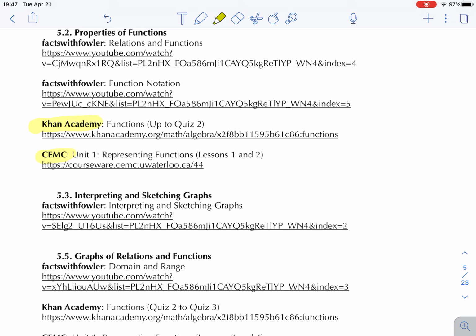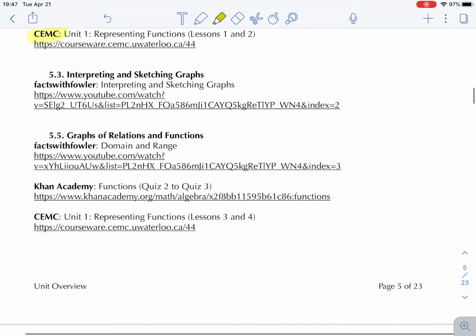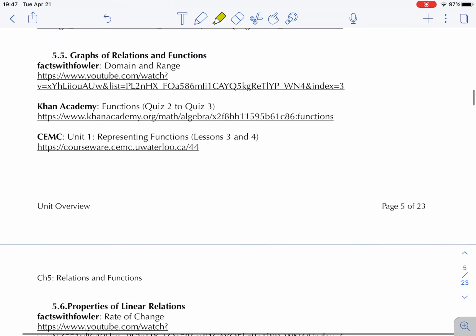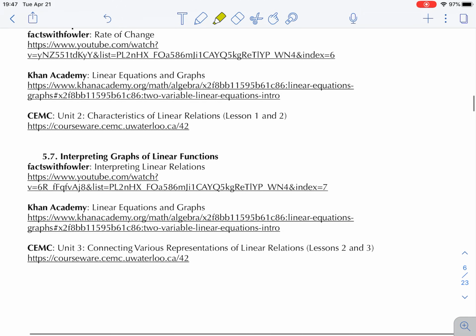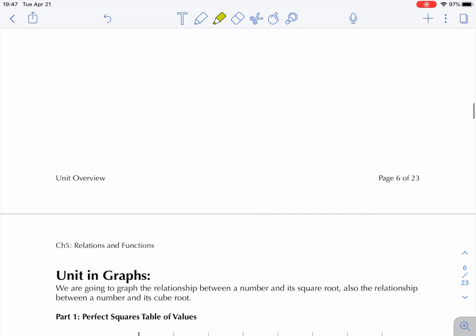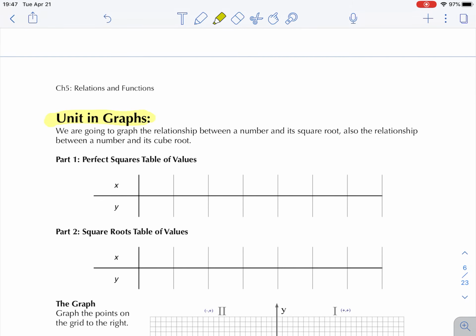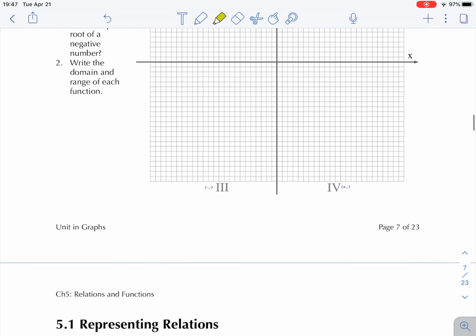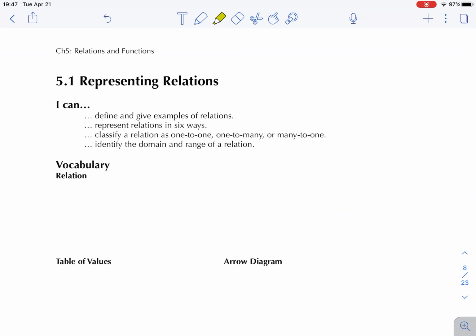As you can see in this unit, Khan Academy and CEMC only have videos for some of the things that we're doing, not for everything. So it's best to stick with myself or Facts with Fowler, and you will be all right if you can go through one of those two series. And then after this, we have our unit in graphs where we will graph a couple of functions relating to this unit, and then right into section 5.1, representing relations.